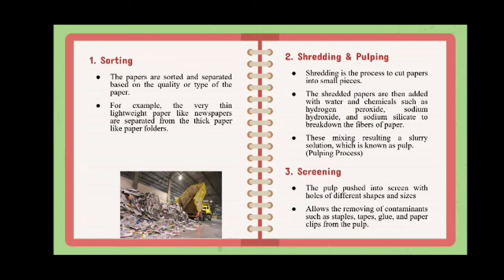For the third step, which is screening, the pulp is pushed into a screen with holes of different shapes and sizes. It allows the removal of contaminants such as staples, tapes, glue, and paper clips from the pulp.